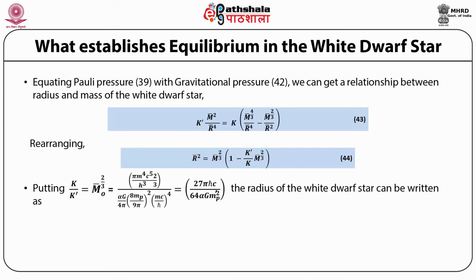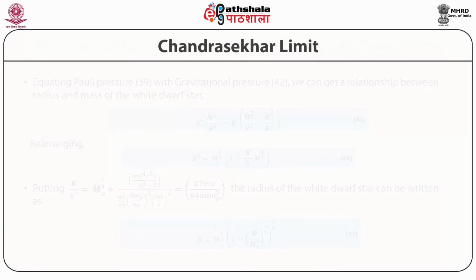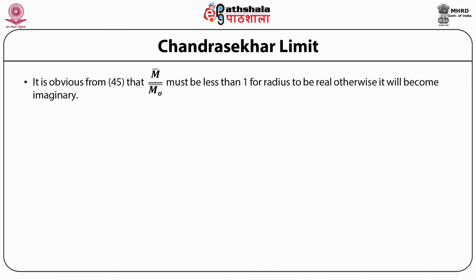The radius of the white dwarf star can be written as R bar is equal to M bar raised to power 1/3 multiplied by (1 minus (M bar upon M bar naught) raised to power 2/3) raised to power half. Here we come to what is called the famous Chandrasekhar limit. It is obvious from 45 that M bar upon M naught bar must be less than 1 for the radius to be real, otherwise it will become imaginary.